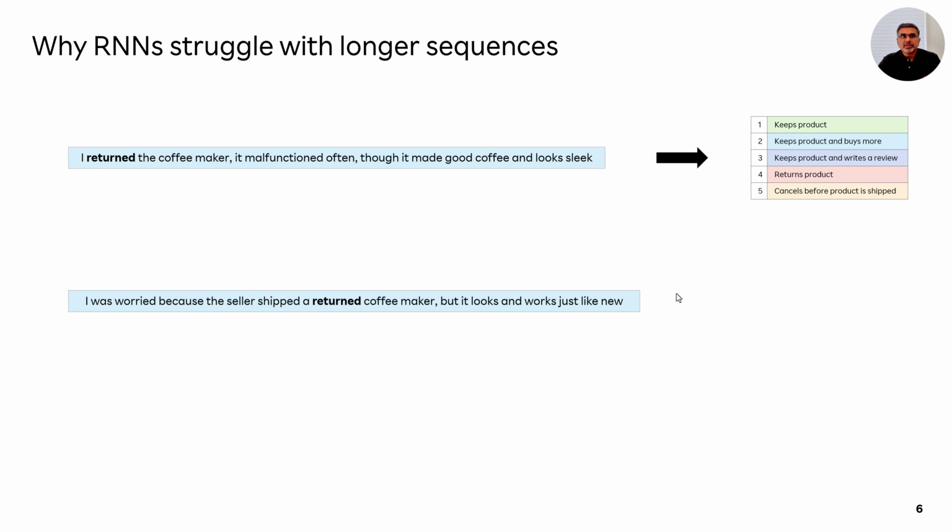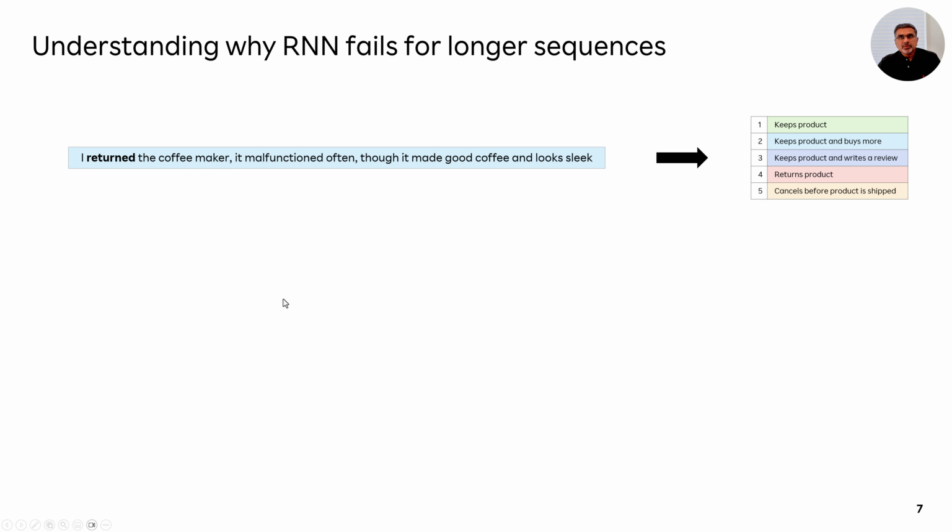So we need a neural network that can actually understand what is being conveyed in the sentence to make the right classification. Okay. Now, with this example, let's try to understand why a classical RNN struggles when the context length is much longer. So how is this sentence processed by a recurrent neural network?